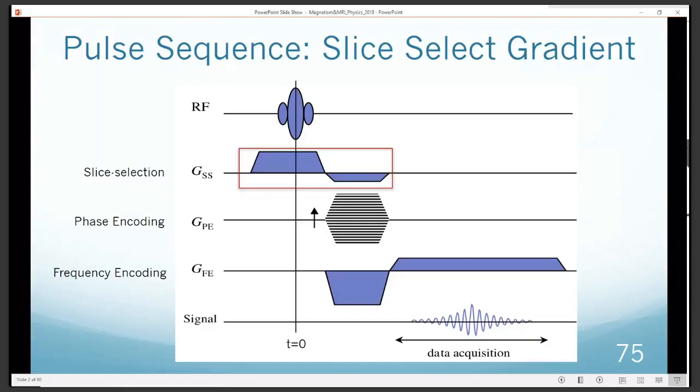Similarly, on the 4th line where we have frequency coding, we have a negative frequency encoding gradient, which is designed to anticipate dephasing due to the frequency encoding gradient, so there will be no phase changes due to the frequency encoding gradient at the time that we collect this, in this case, a gradient echo signal or a refocused free induction decay signal.